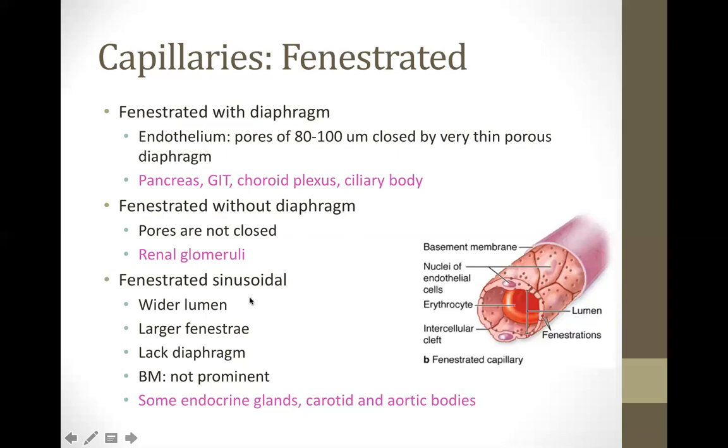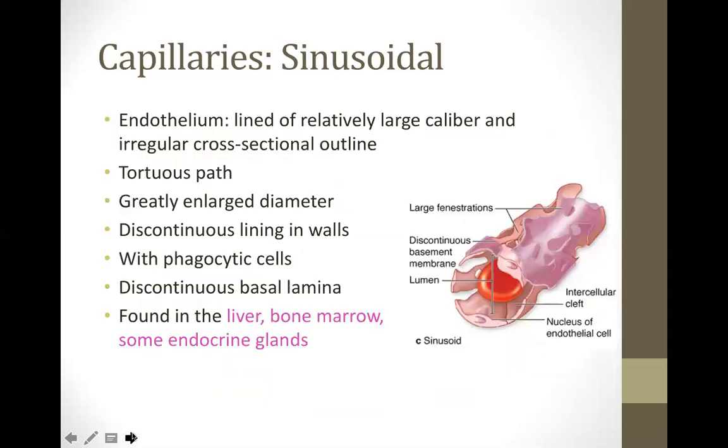They are sinusoidal. Okay? And the last is the sinusoidal capillaries. So the endothelium here, they are lined of a relatively large caliber and irregular cross-sectional outline. They're tortuous packed. They are greatly enlarged in diameter. They are discontinuous. So if you have continuous type of capillary, your sinusoidal is also known as your discontinuous type of capillary. They have discontinuous basal lamina and lining. Look, no? Hindi siya continuous, unlike the continuous type of capillary found in the skeletal muscles.